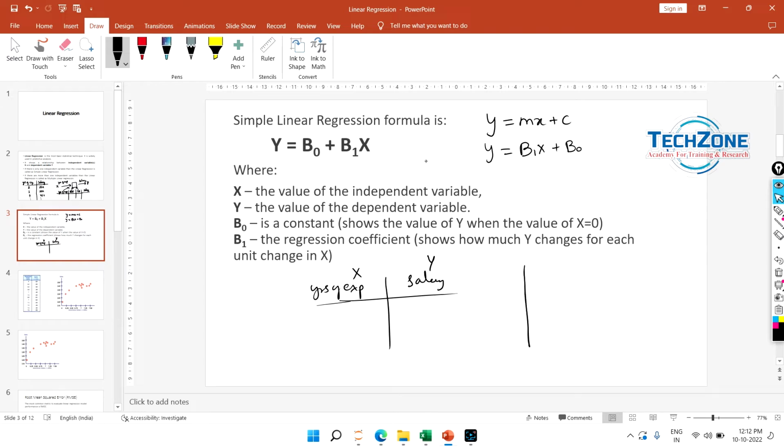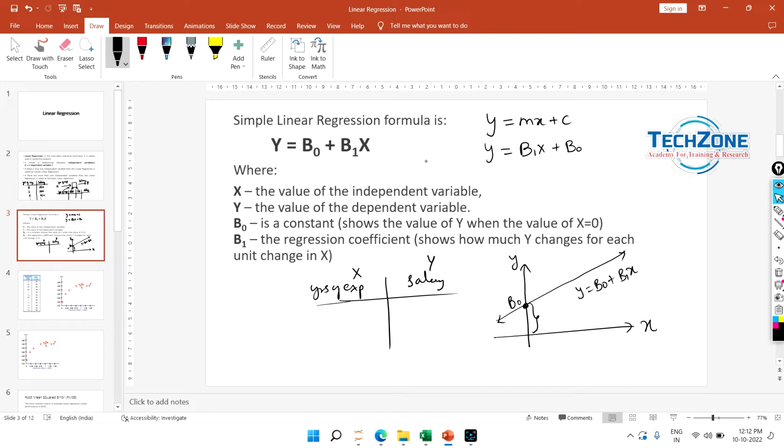Let us say we have an x-axis and y-axis. This is a straight line, and let us say this is y is equal to b0 plus b1x. This is the equation of the straight line. Now, what is b0? b0 is this point. It is a constant. It shows the value of y when the value of x is 0.